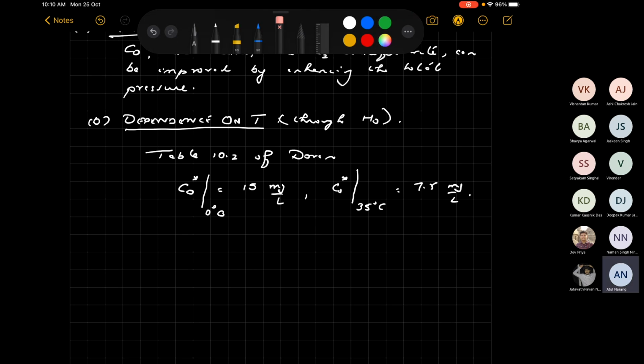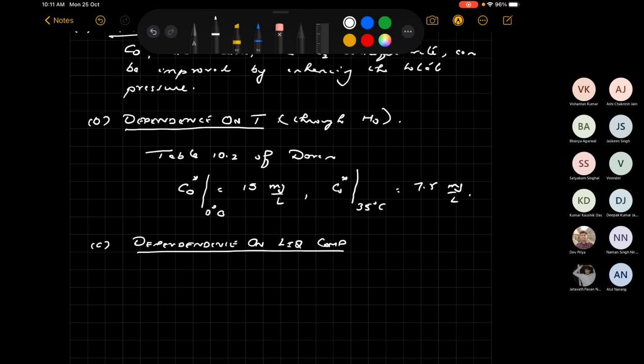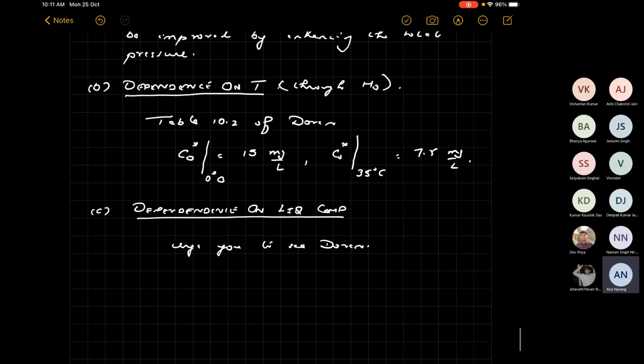C was dependence on composition, liquid composition, and again I urge you to see Doran. Right, I pointed out the material to you.